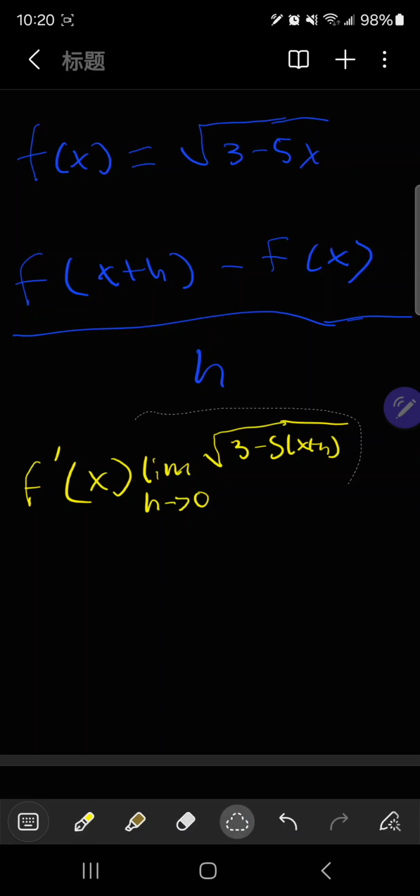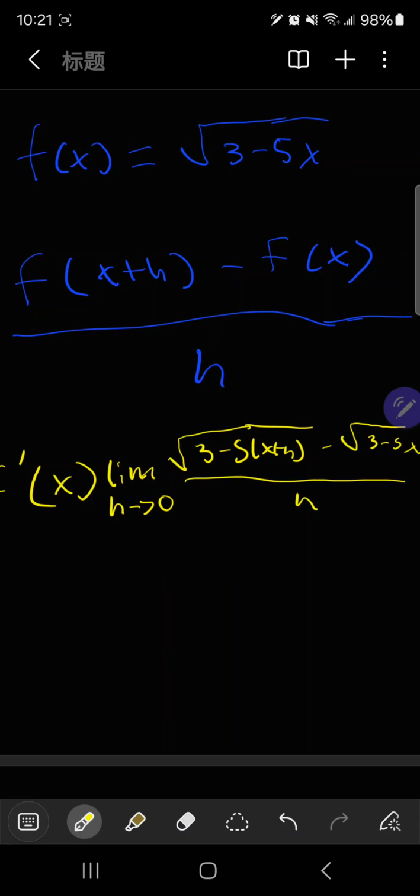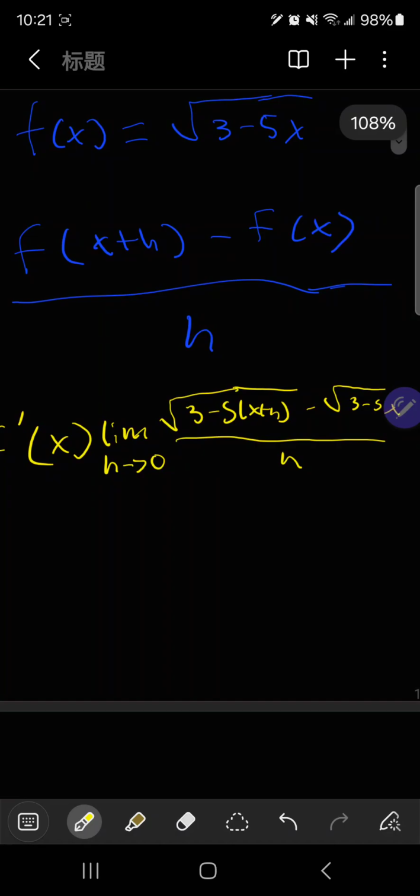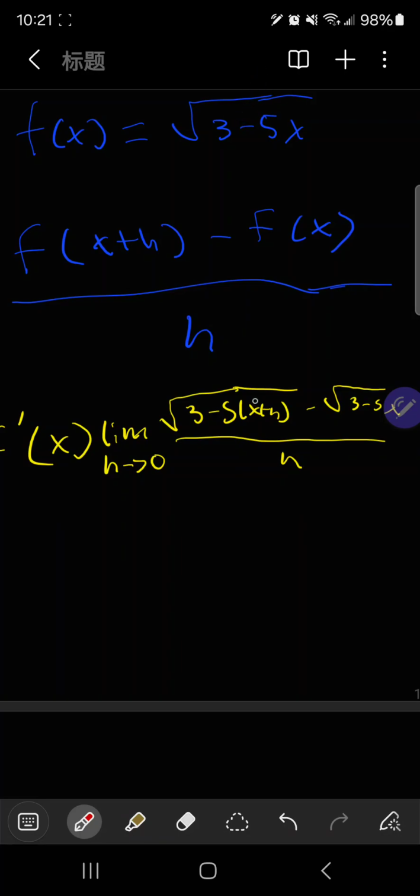Let me see if I can move this entire equation. Hopefully that works. I can't see the f that well, but whatever. And then root 3 minus 5x. Okay. And then all over h. Guys, we set up our equation. So what did I do here? The first part, I just plugged in for the f of x. See, and then exactly here, you see how that x plus h, it's the same exact thing here.